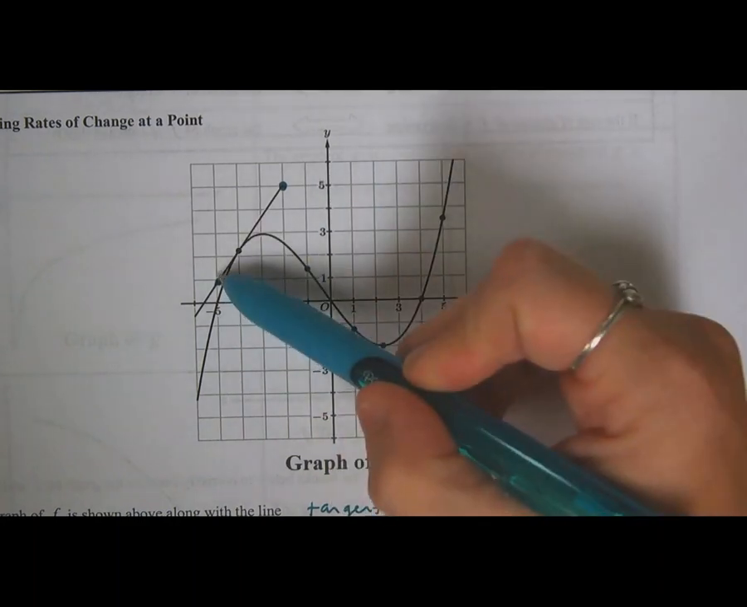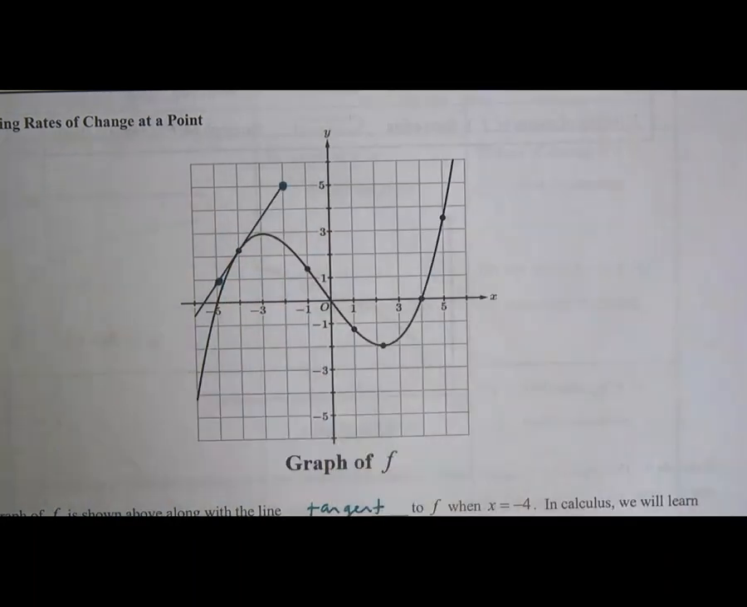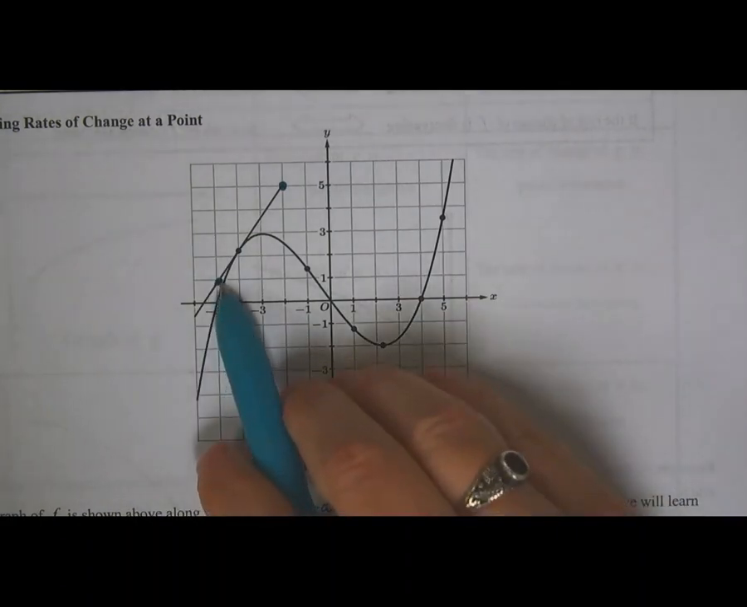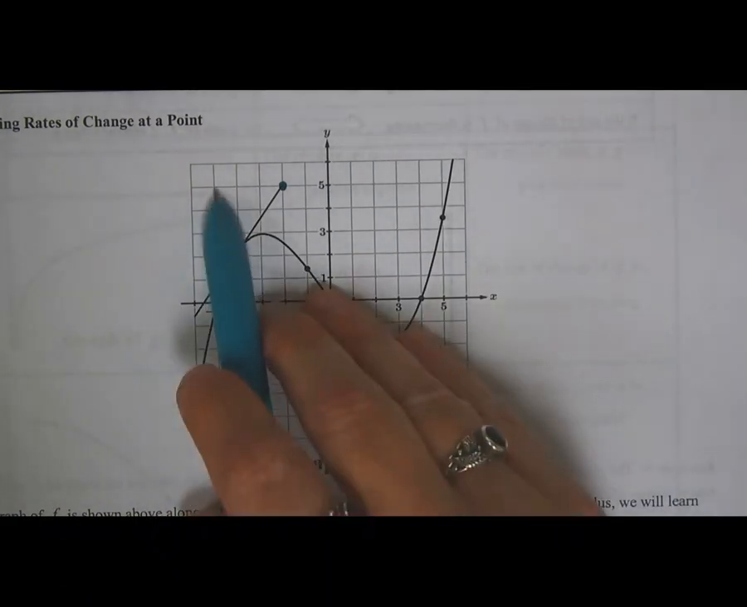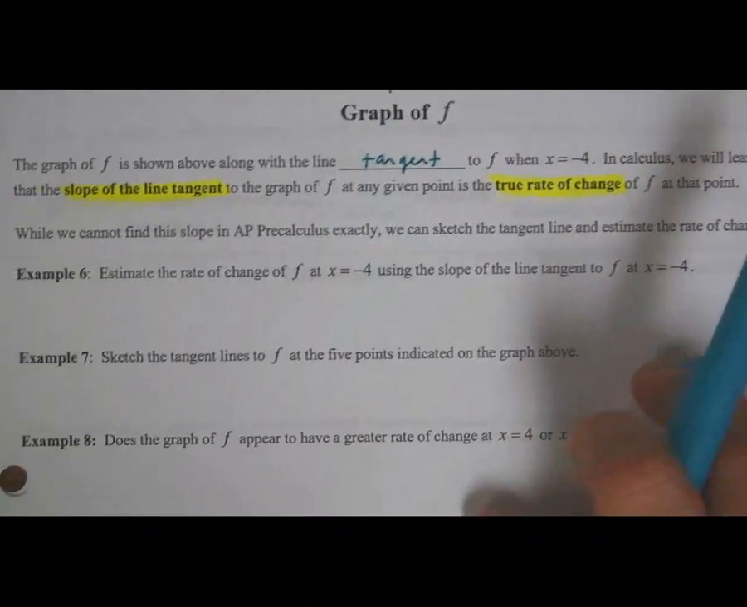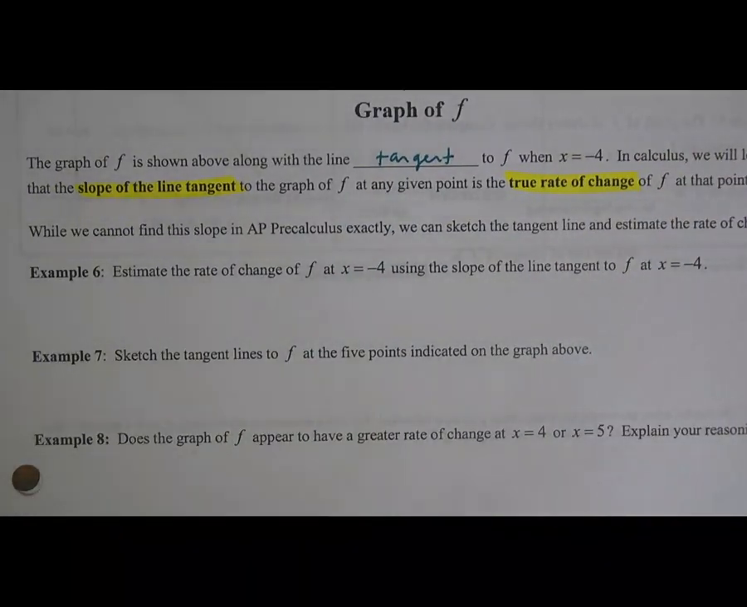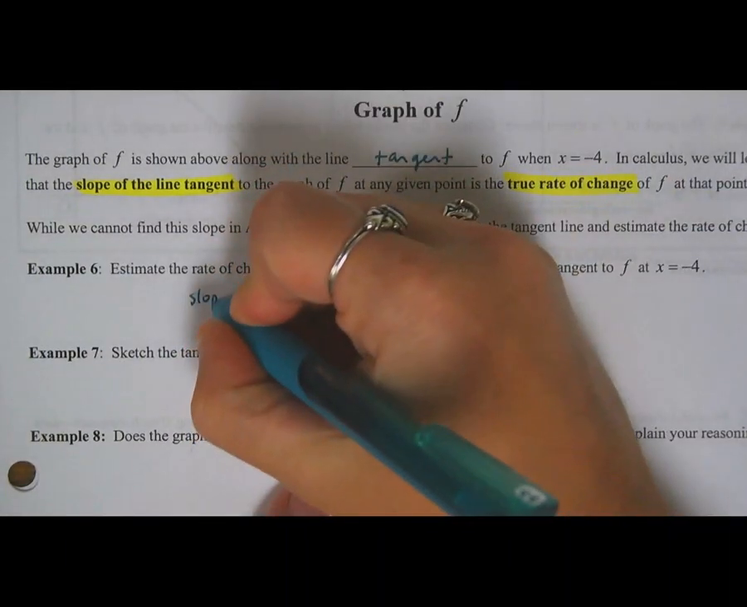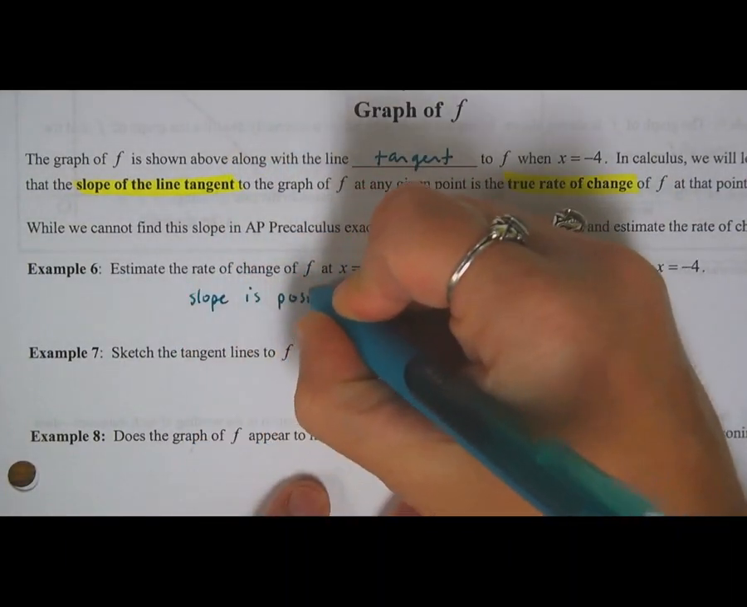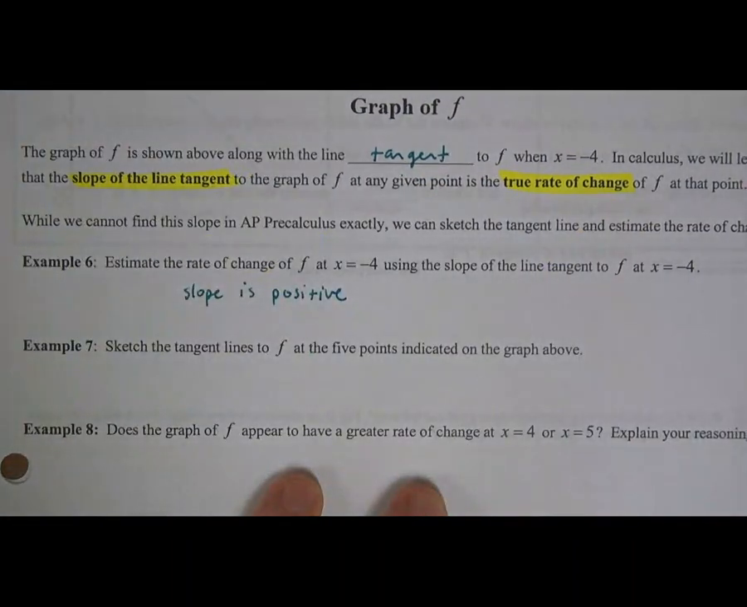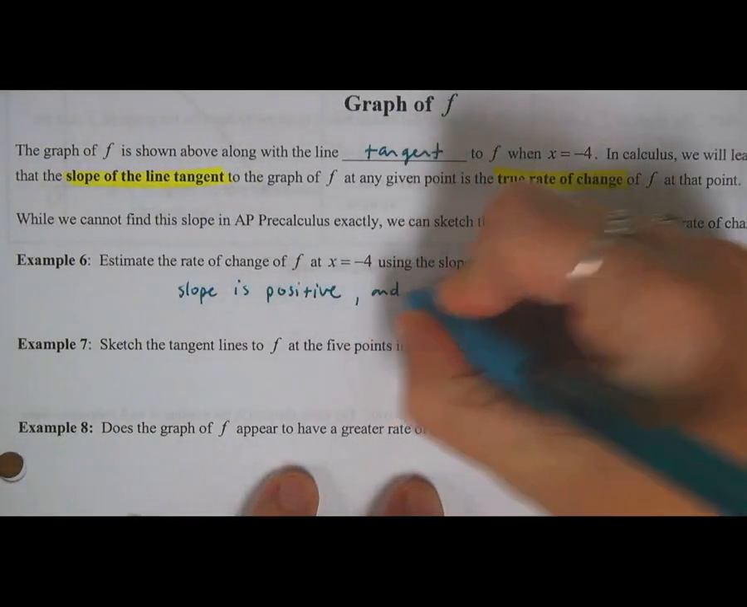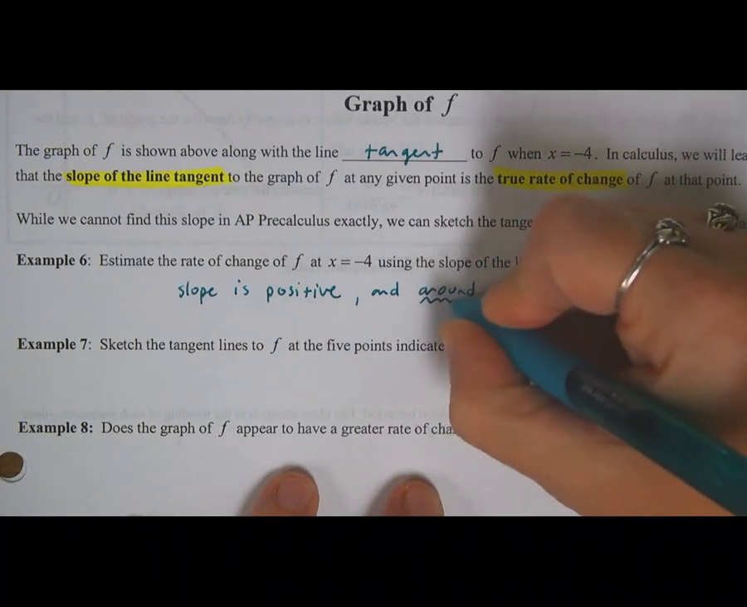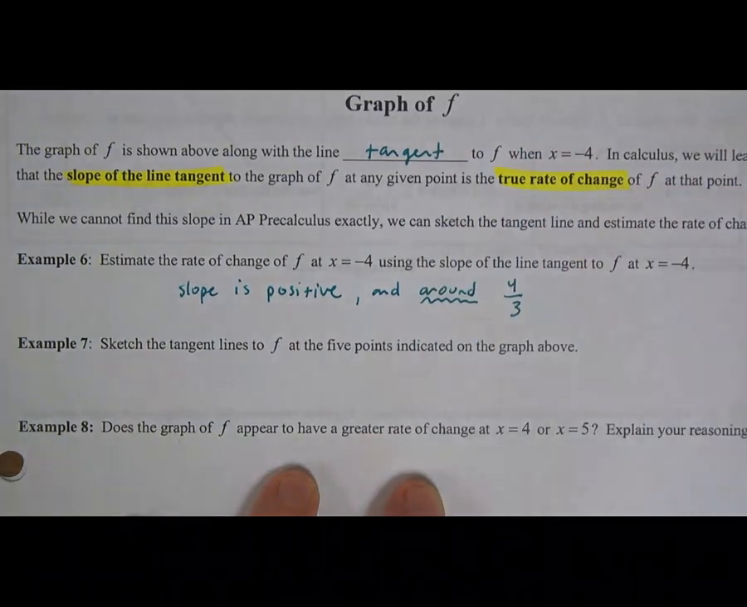So what's the rise over run? From this point to this point, 4/3 would be a really good estimate. The teacher that made these notes, he put 3/2, but it's just an estimation. So we can put that the slope is positive for sure. I want you to note that. And somewhere around, we said 4/3 because the rise over run is positive 4/3. So about 4/3.